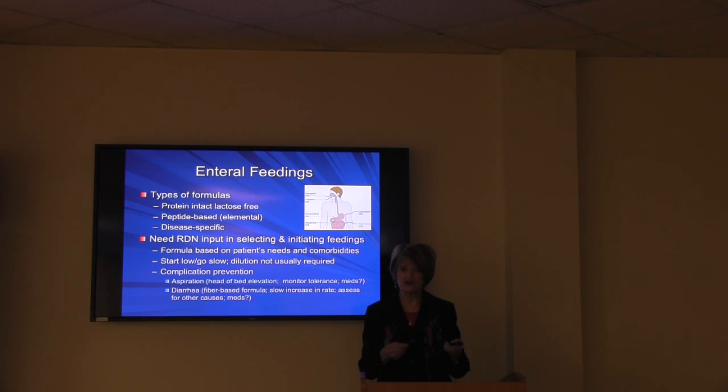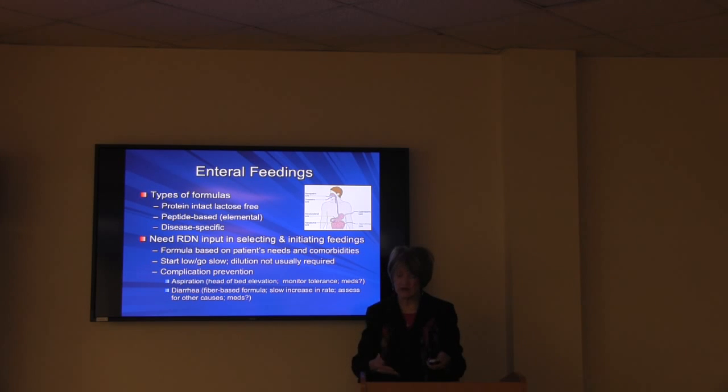General rules are start low, typically about 30 milliliters an hour, and gradually increase the rate based on patient tolerance. Dilution is not usually required because today's formulas are already isotonic. They have water added, so they're no longer hypertonic. You don't have to dilute them down unless there's a specific indication to do so. So generally, start low, go slow, dilution not required. We do want to pay attention and reinforce complication prevention.